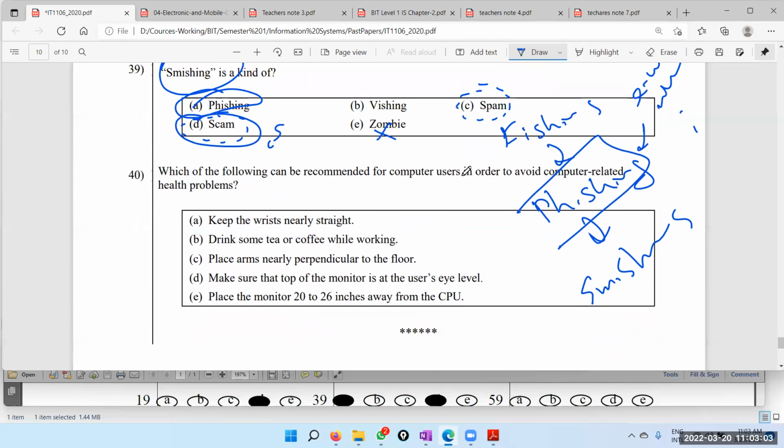Right, 40, last one. Which of the following can be recommended for computer users in order to avoid computer-related health problems? Right, let's see. Keep the wrist nearly straight.